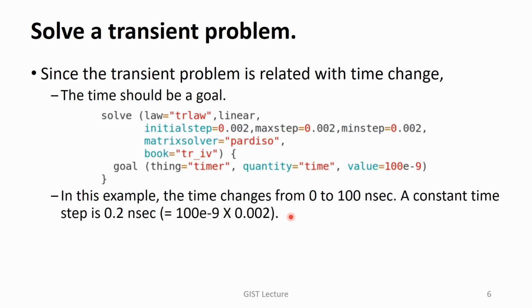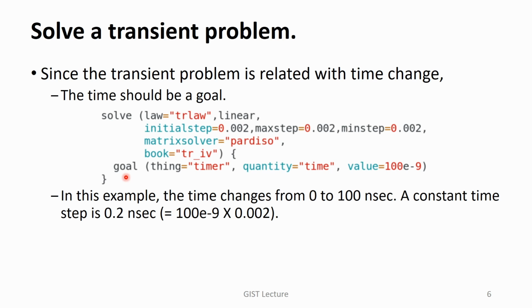We have a chronos thing. We have a correct equation set. Also, our voltage source has the sinusoidal waveform. Now, we are ready to solve a transient problem. Since the transient problem is related with an increase of time variable, when we solve a transient problem, the time variable should be a goal.